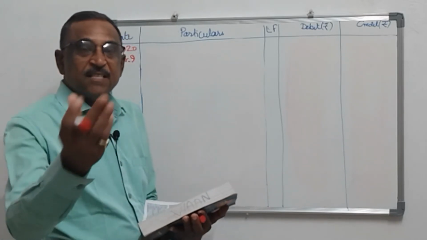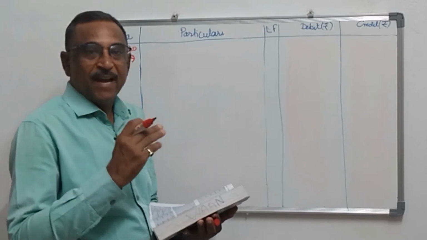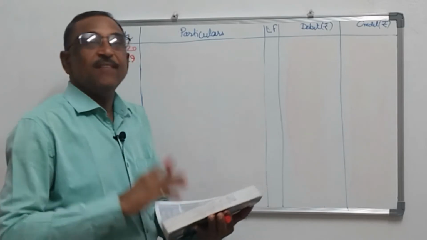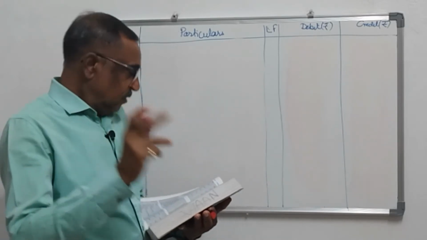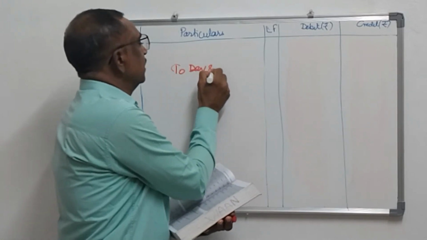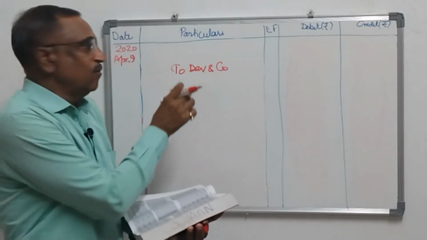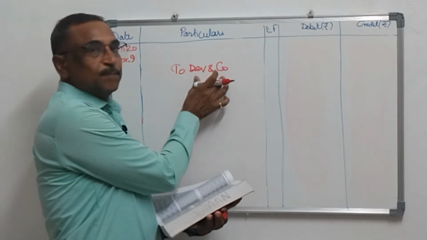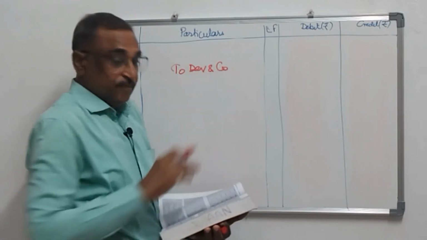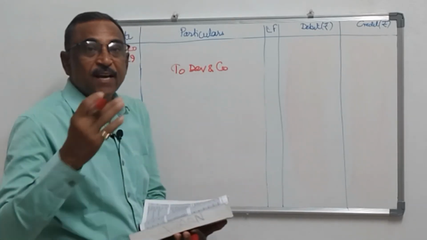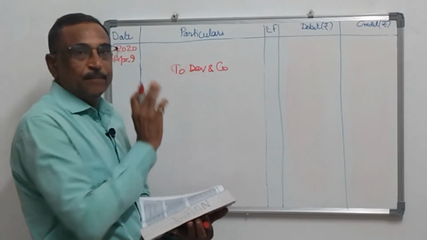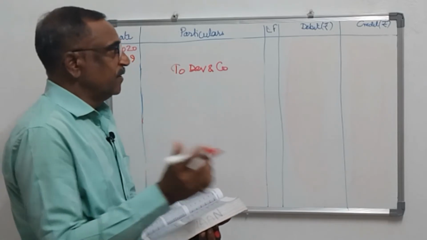Now, since they are giving us goods back, credit the giver, this rule will be applied to Dev and Company. To Dev and Company. This account will be credited because this is a personal account and the rule is credit the giver. They are giving us. And what are we getting? We are getting goods back which were sold to them yesterday for 15,000.